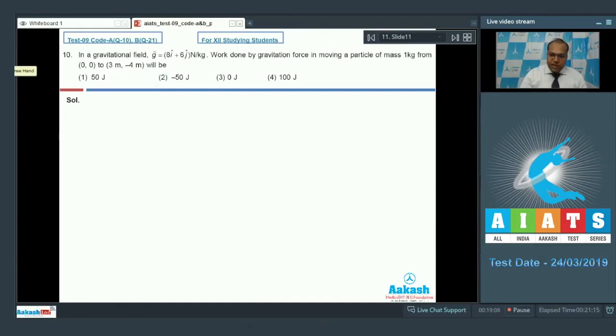So if I find out the displacement of the particle, S vector, it comes out to be 3 minus 0 i cap, that is 3 i cap, plus minus 4 minus 0 j cap, that is minus 4 j cap. And the gravitational field vector is 8 i cap plus 6 j cap. If I take the dot product of the gravitational field vector with the displacement vector, it comes out to be 0. It means the displacement of the particle is perpendicular to the gravitational field. So the work done by the gravitational force as the particle moves from 0, 0 to 3, minus 4 will be 0 joule. So option 3 is correct.